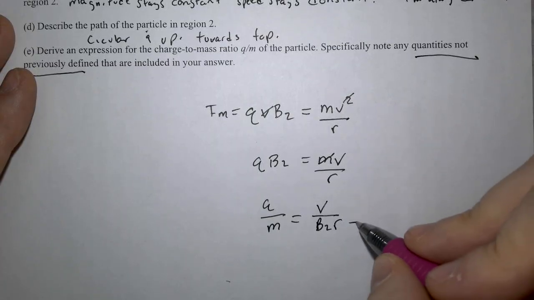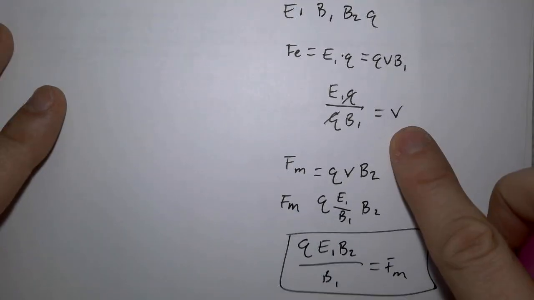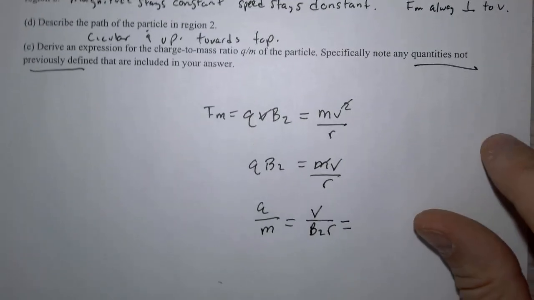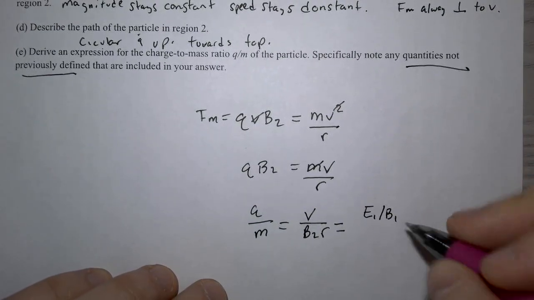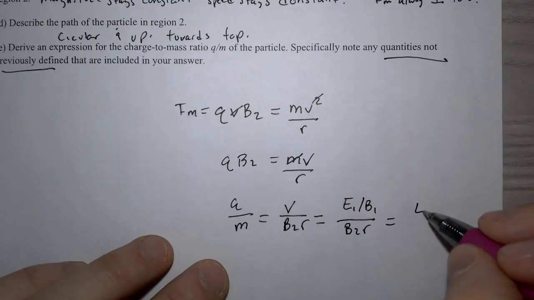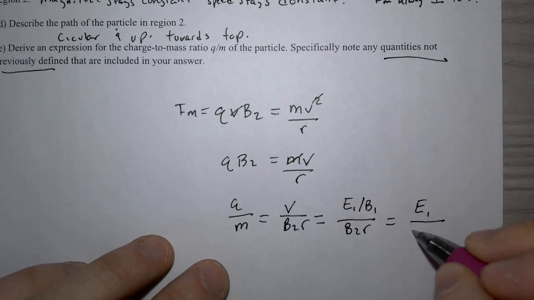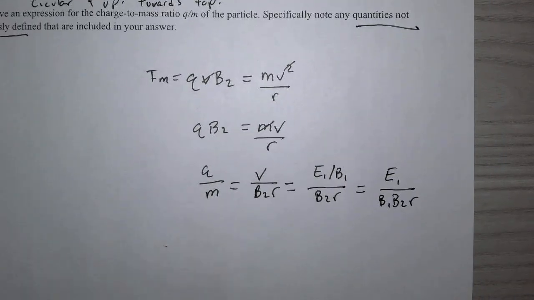We're not allowed v, but we've already figured out what v was. Remember from the previous bit? We already figured out that v was E1 divided by B1. So I'm going to replace v with E1 divided by B1 over B2r, which cleans up to E1 over B1 B2r. And when I was doing this problem, I was perplexed. I'm like, how am I going to get rid of the r? I could not figure out how to get rid of the r.